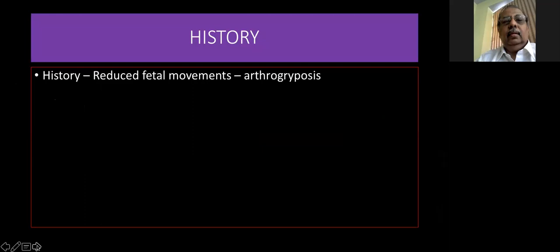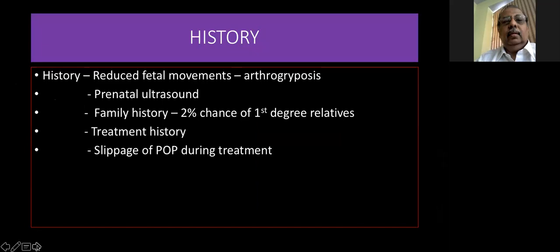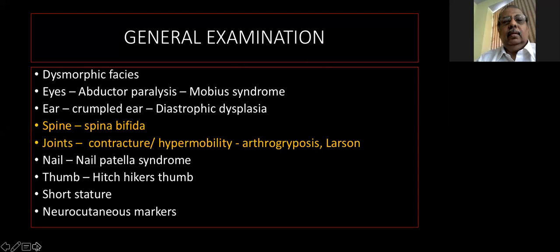In the history, you ask the parents regarding reduced fetal movement because it may indicate arthrogryposis. Nowadays, check the report of the prenatal ultrasound to see whether they have reported a clubfoot deformity there. As for the family history, there is a 2% chance of the first degree relatives having clubfoot. Ask for the treatment history and slippage of POP during treatment, which may indicate atypical clubfoot.